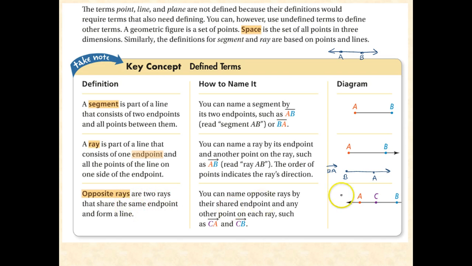Opposite rays are 2 rays that share the same endpoint. So you can name opposite rays by their shared endpoint. So CA and CB are opposite rays. They share the same endpoint and they form a line. If you had something like this, ray XZ and ray XY would not be opposite rays. Even though they share the same endpoint, they don't form a line. They form an angle. You have to share the same endpoint and you have to form a line to be opposite rays.